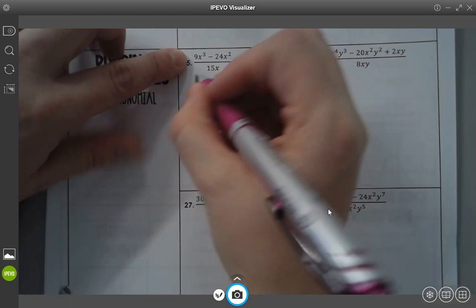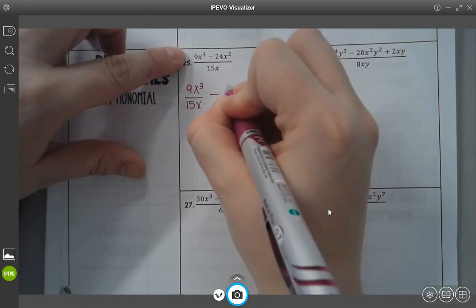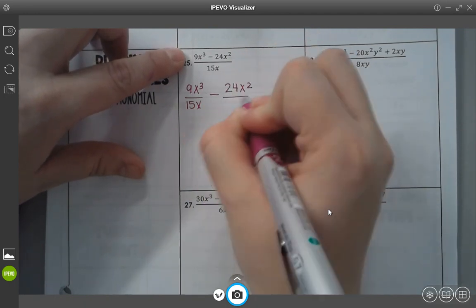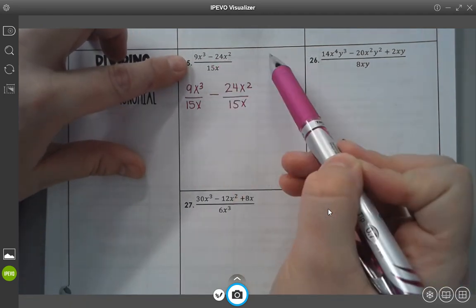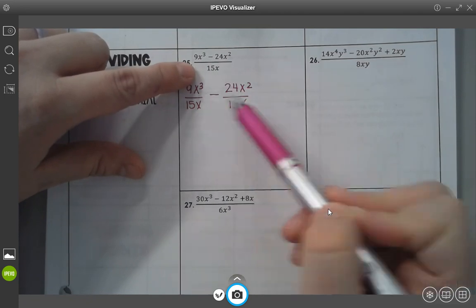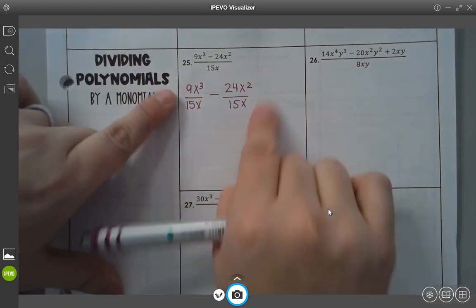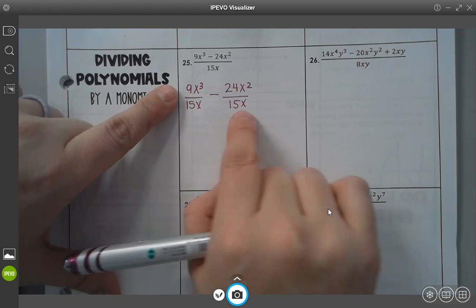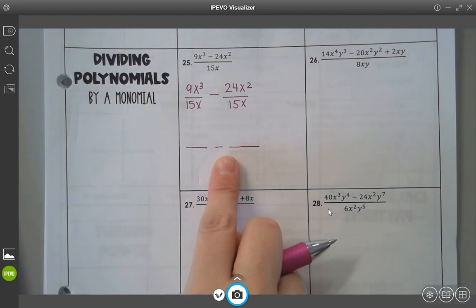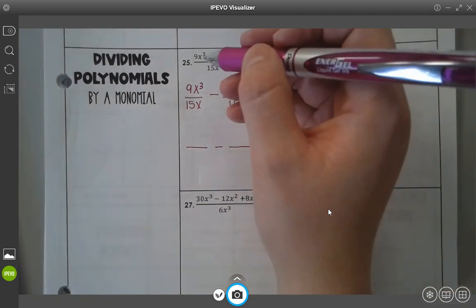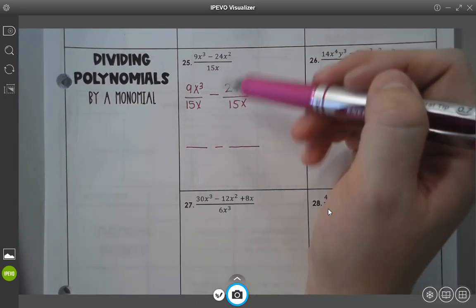For example, we're going to take 9x cubed over 15x minus 24x squared over 15x. So you take every term in the top, the numerator, and divide it by that denominator. And we've done questions just like these individual ones at the beginning. And so go ahead and make your 2 fraction bars with the subtraction. Well, we just bring down the minus, basically.